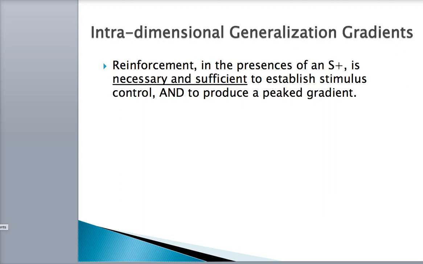So basically, he said several things about generalization gradients within a single dimension. First of all, reinforcement in the presence of an S plus is both necessary and sufficient to produce stimulus control and to produce that classic peaked gradient. So he basically said that single stimulus training is all that's required to get a peaked generalization gradient.